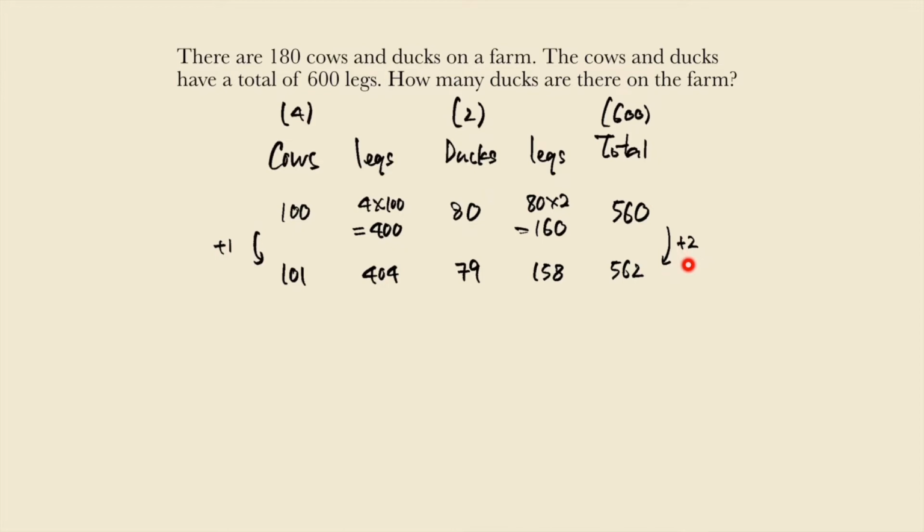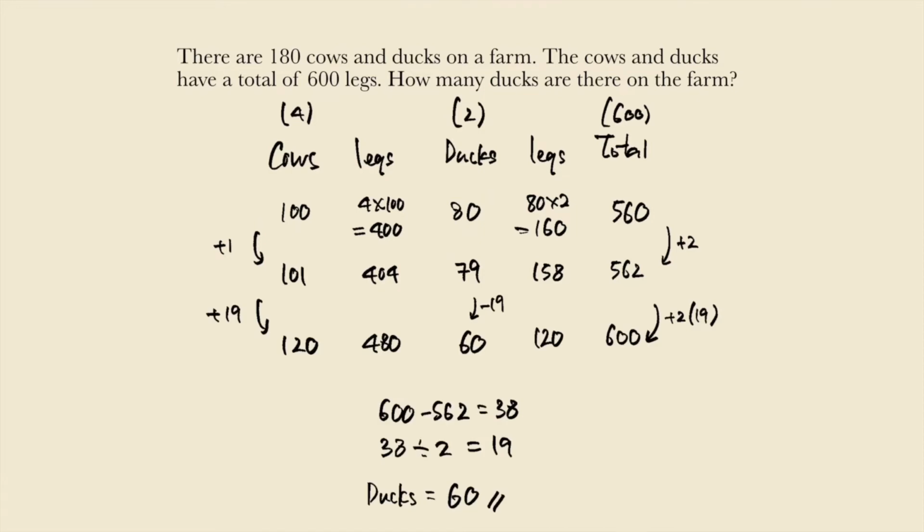So if I do it again, I'm going to get 564, 566, 568, and eventually I'm going to get to 600. So does it make sense that I'm going to guess how many 2s do I need to get to 600? Okay, so let's go through this process. From 562, which is here, to 600, that is 38.